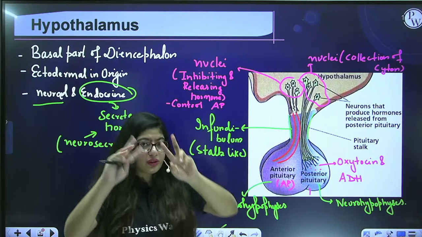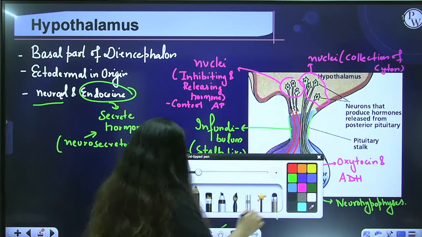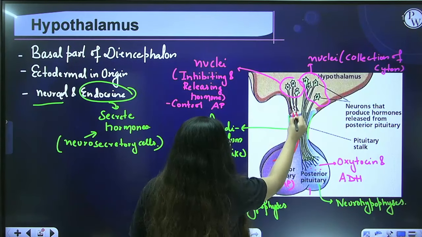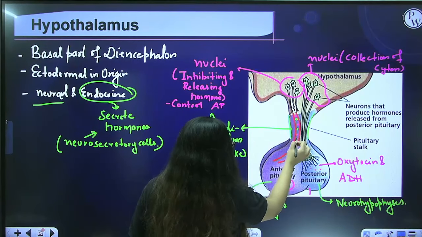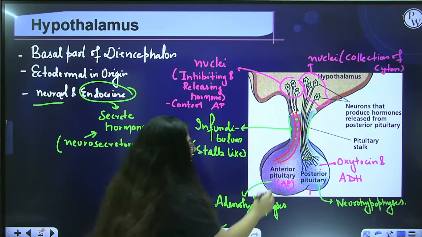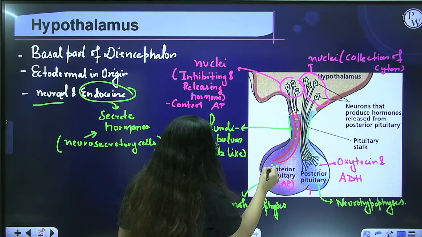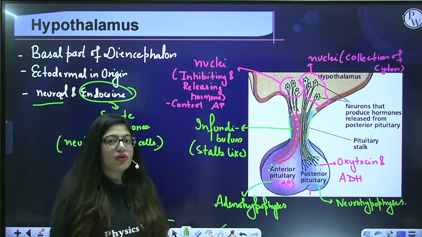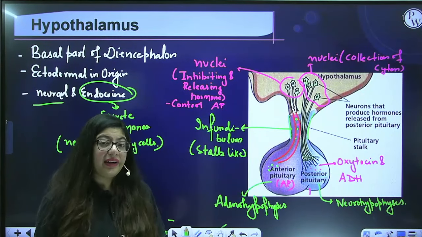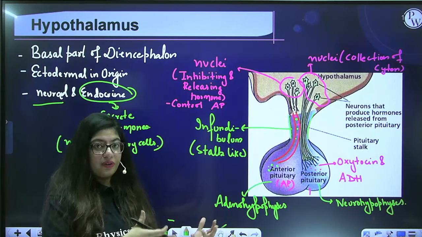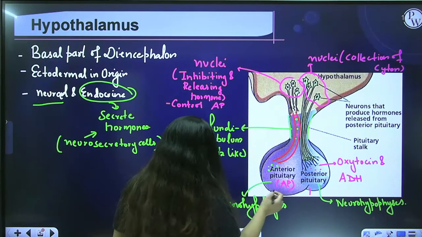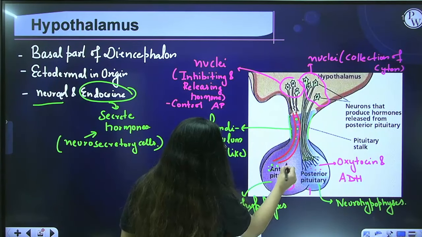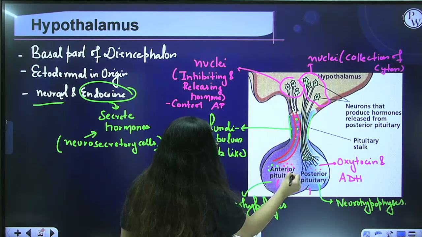It is secreting two types of hormones. Imagine this pink one is an inhibitory hormone, and imagine the green one is a releasing hormone. If the green releasing hormone goes to the anterior pituitary, it leads to the formation of hormone, and the anterior pituitary will release more hormone. But if this pink inhibiting hormone comes to the anterior pituitary, it will be inhibited and will no longer produce its hormone.